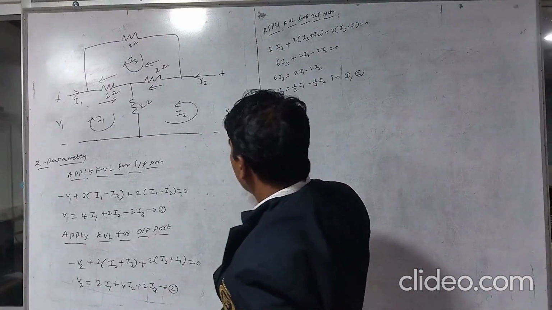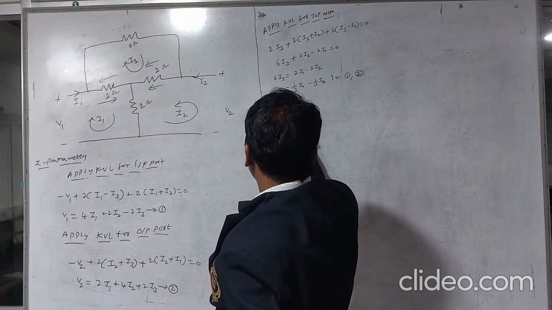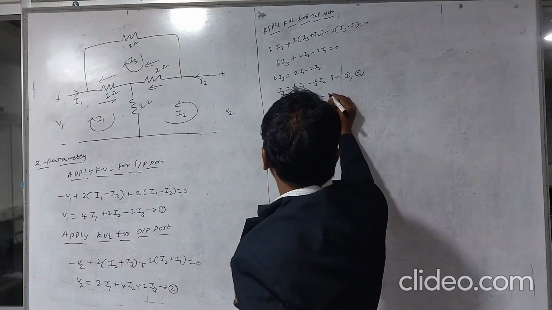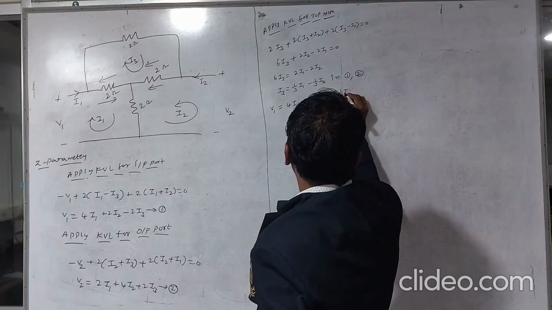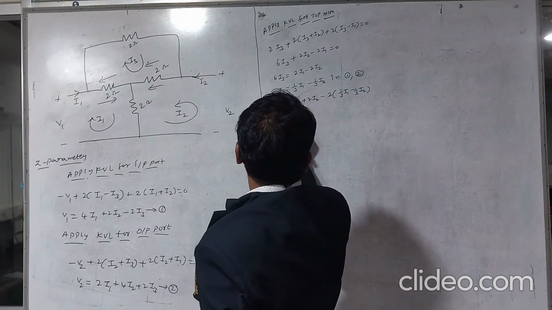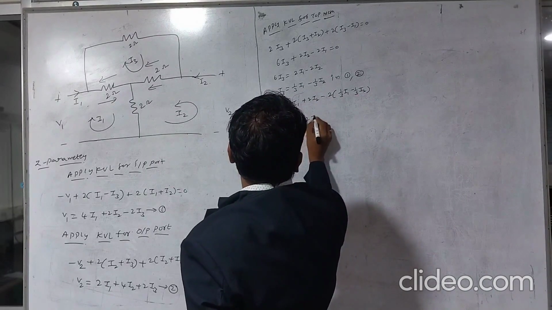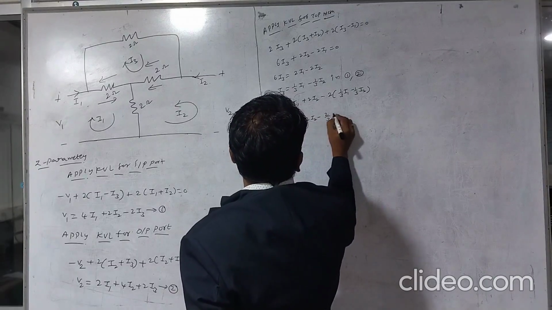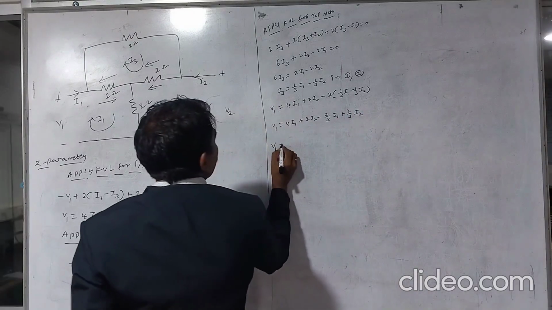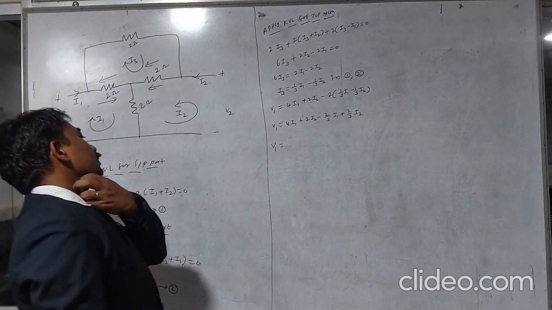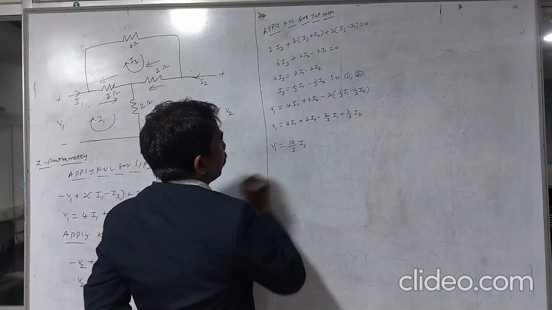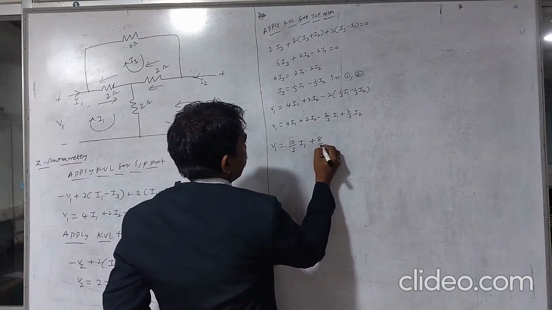Now I'm going to place it in both equations. V1 equals 4I1 plus 2I2 minus 2I3, so V1 equals 4I1 plus 2I2 minus 2 by 3 I1 plus 2 by 3 I2. Organizing this, 4 minus 2 by 3 is 10 by 3 I1, and for I2, 8 by 3.